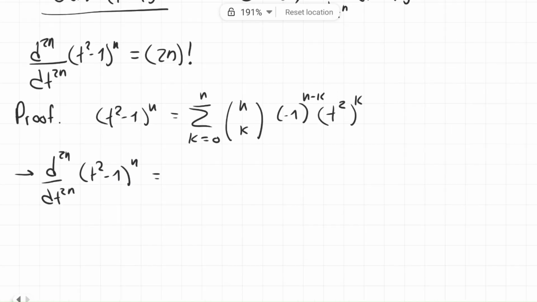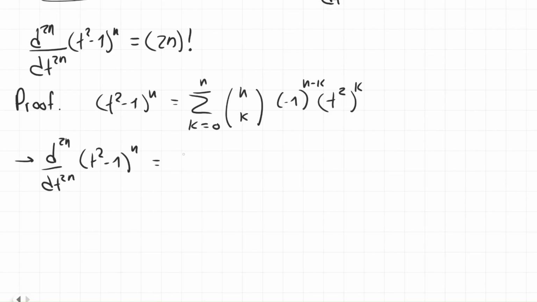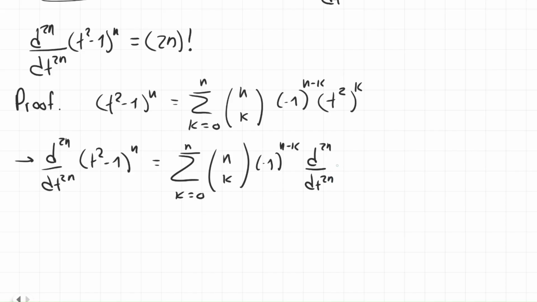Okay, so with this expression, we are going to take the 2n-th derivative with respect to t of this, and this will be equal to the sum, and we are going to take the derivative of this element only because it is the only one that depends on t, right? And the derivative is with respect to t, so we will have the sum from k equals 0 up to n of n choose k, minus 1 to the n minus k, and then the 2n-th derivative with respect to t of t to the 2k.